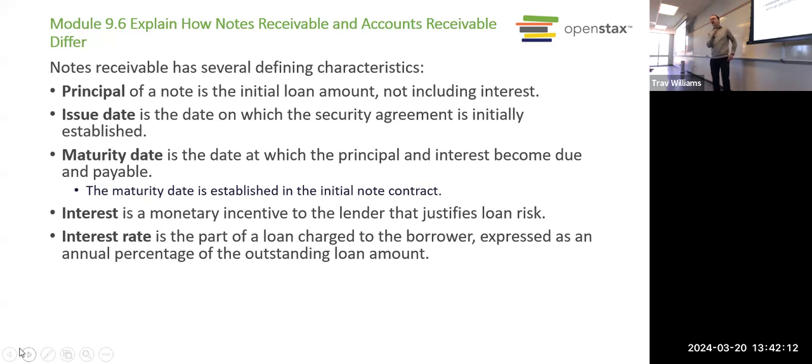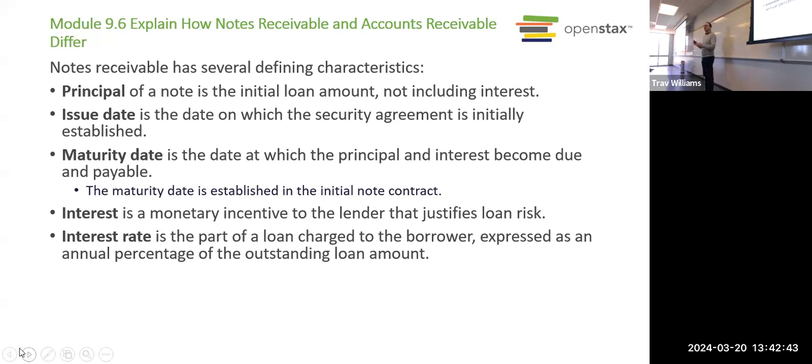The principal is the original amount that's owed, right? Whether it was a loan or a sale, it's how much the person is agreeing to pay, not counting the interest. There's the date of the note. You need to know what date it takes effect, so that you can figure out the maturity date, the date that it has to be paid back by.